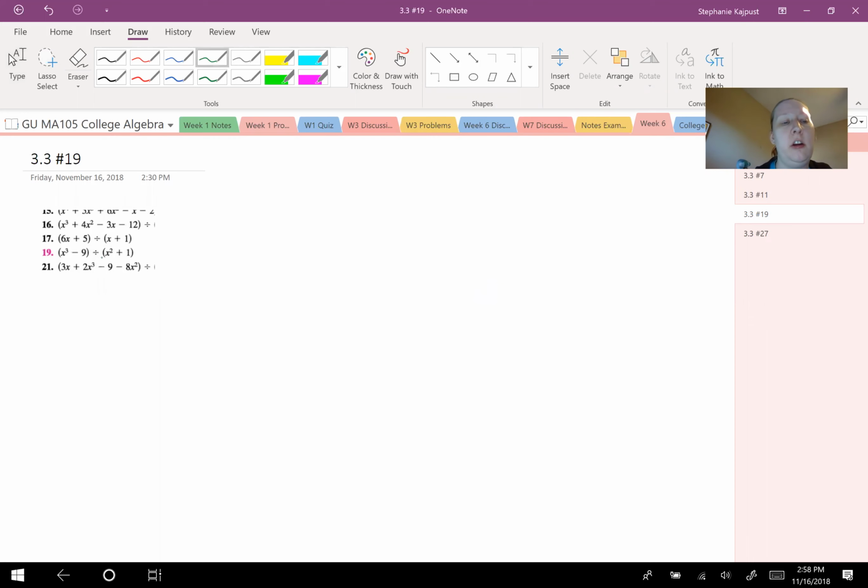So we have x cubed minus 9 divided by x squared plus 1. So x cubed, and I have to put placeholders here. I'm going to do these in gray just so you can see. I need a placeholder for the x squared term, a placeholder for the x term, and then I have my minus 9. So if your highest power is 3, that's a degree 3, you need to have 4 terms in order to do the long division.